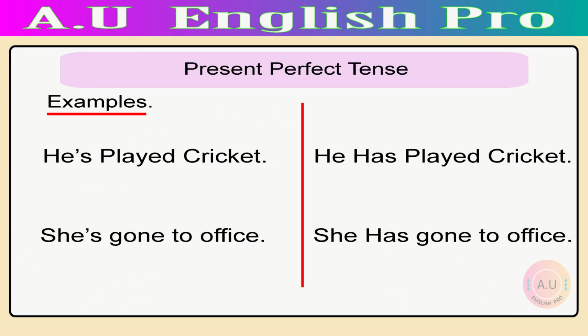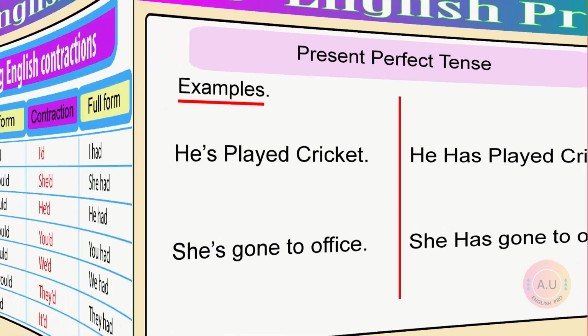So friends, our first example is 'he's played cricket'. Here in this example, after the helping verb, the third form of the verb is used. So this third form of the verb shows that the contraction is 'he has'. Let's see another example. Our second example is, friends, 'she's gone to office'. Here we are using the third form of the verb according to the structure of present perfect tense. So whenever we use the third form of the verb, you can easily understand that this contraction shows the full form of 'she has'.